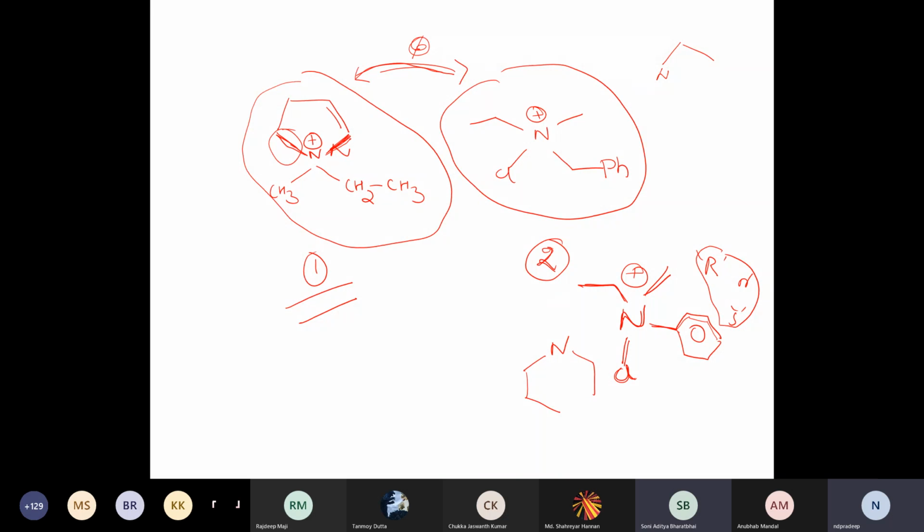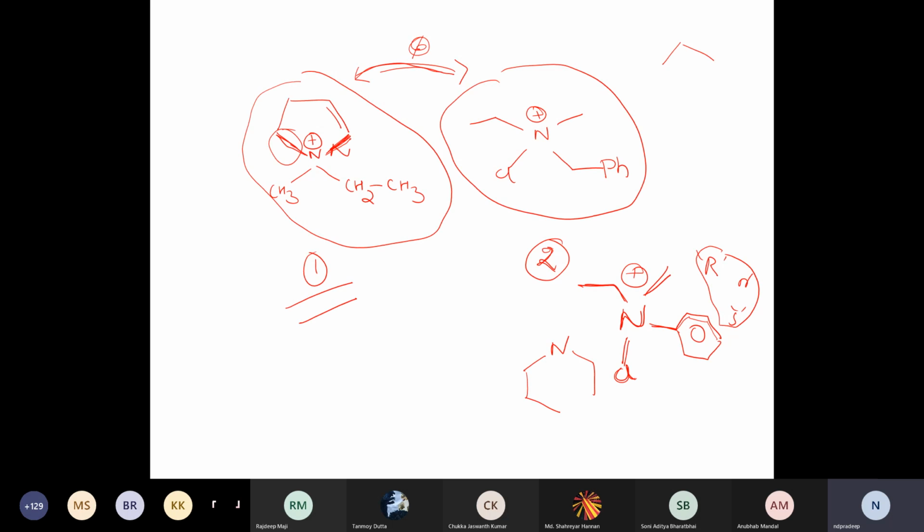Sir, even if we remove the double bond, will it be the same? No, it will not be chiral at all. Where would the chirality come from? No chirality there. It will be the same atom, right? And if you replace the methyl and ethyl with hydrogen and deuterium, then it is not chiral at all.